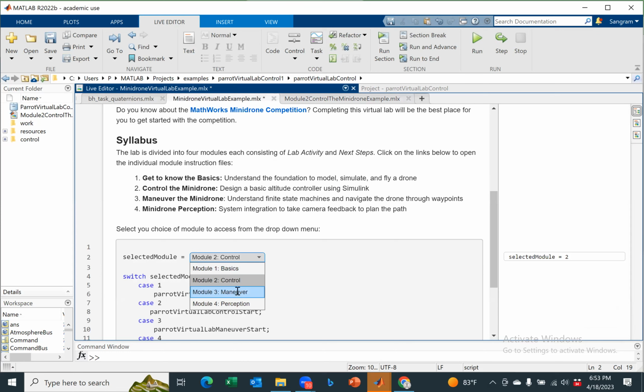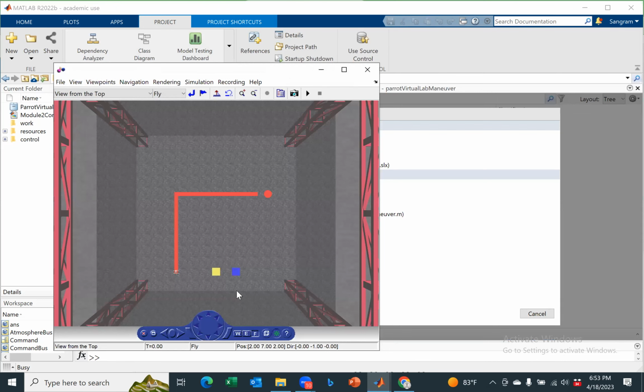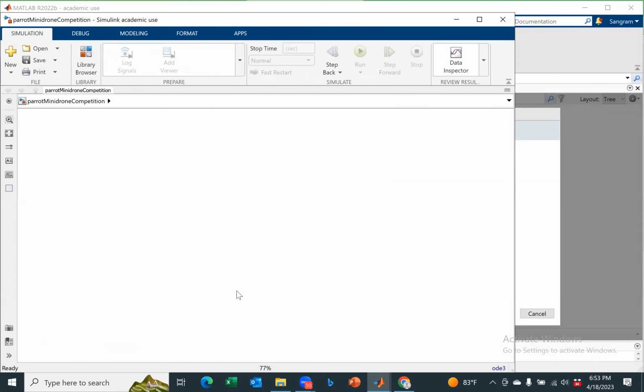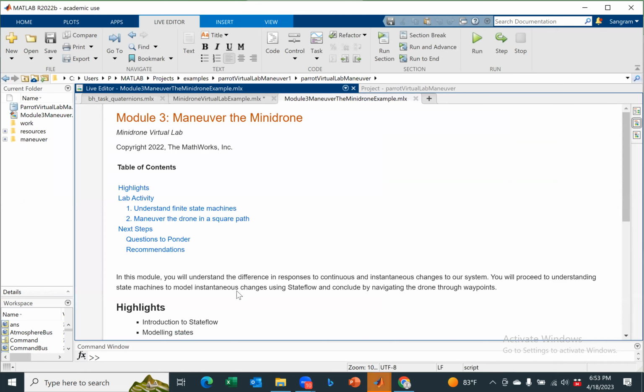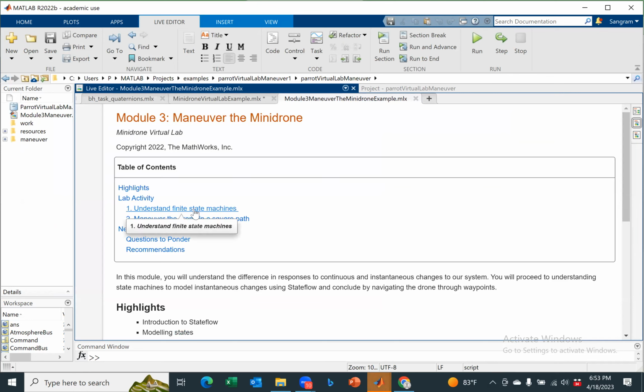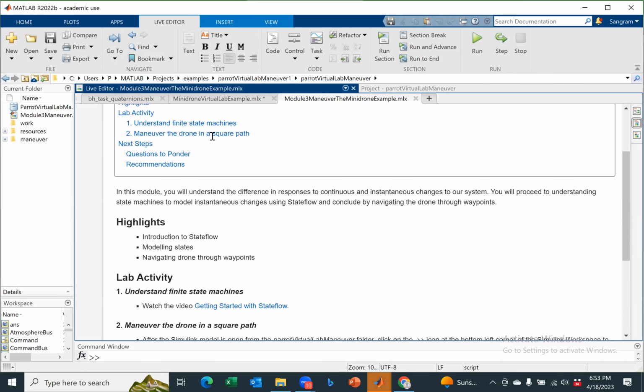is maneuver. And these labs are sort of important to get you ready to do the final assignment 8, or project 8. So you would do the maneuvering. And here, what you will do is understand the finite state machine. And then finally, you would maneuver the drone in a square path.